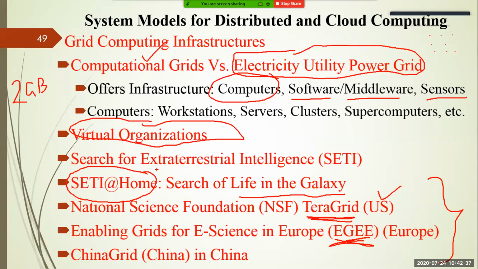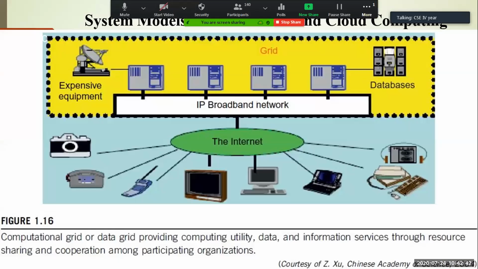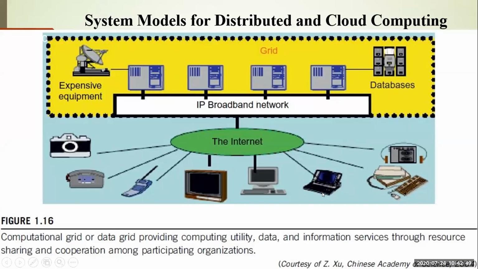SETI stands for Search for Extraterrestrial Intelligence. As you can see in this diagram, your telephone, your camera, your TV, your computer system, your laptop, these handheld devices can be connected and participate in a grid to provide enormous power to the user, right? For example, I want to run a satellite application. For that, I need, let's say, 15 computer systems. 15 is very small, so I am taking a very small number to convince you.